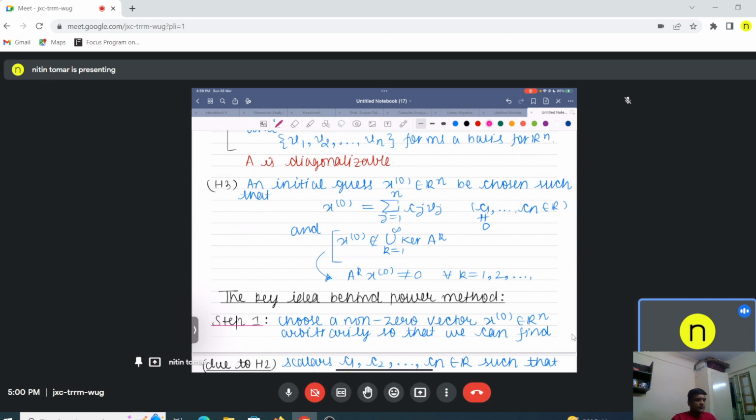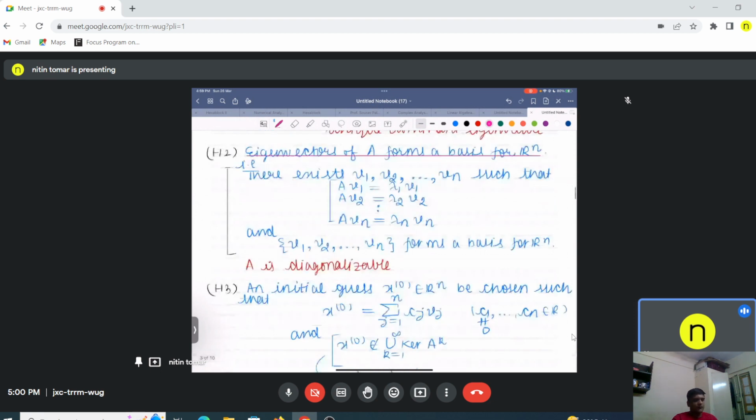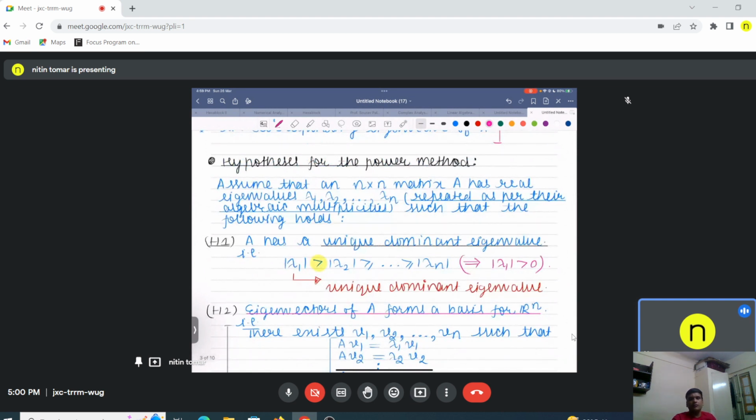Now see, with these three hypotheses, here comes the drawback. The first hypothesis says the dominant eigenvalue should be unique. But the aim is to compute the dominant eigenvalue itself. So how can we be sure that there is a unique dominant eigenvalue, whereas we want to compute it? So this is the first drawback of this power method.